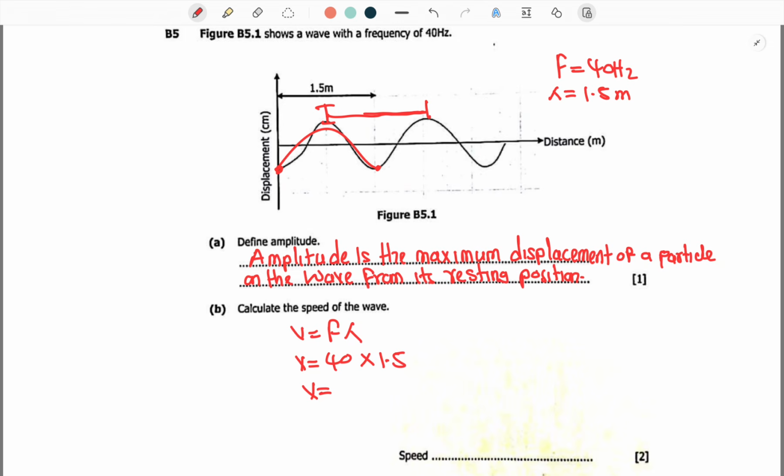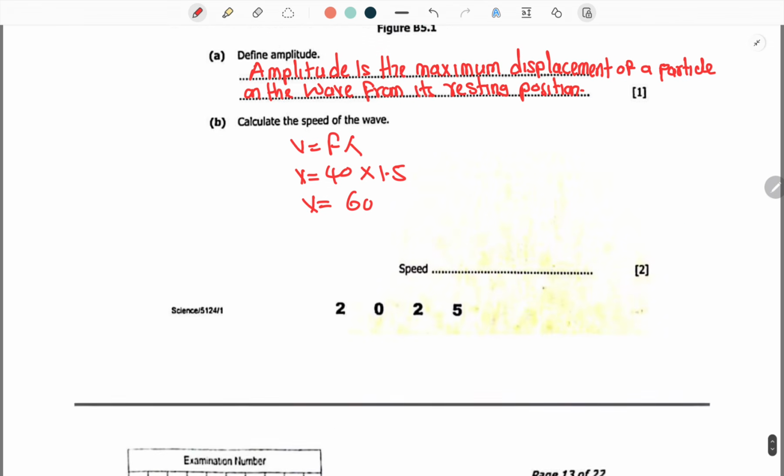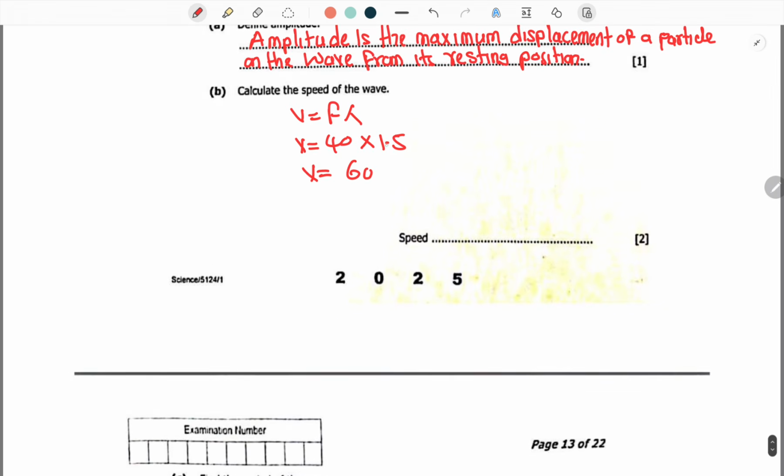So let's see what we're going to have. There is 40 multiplied by 1.5, which is going to be 60 meters per second. So this is going to be 60 meters per second.